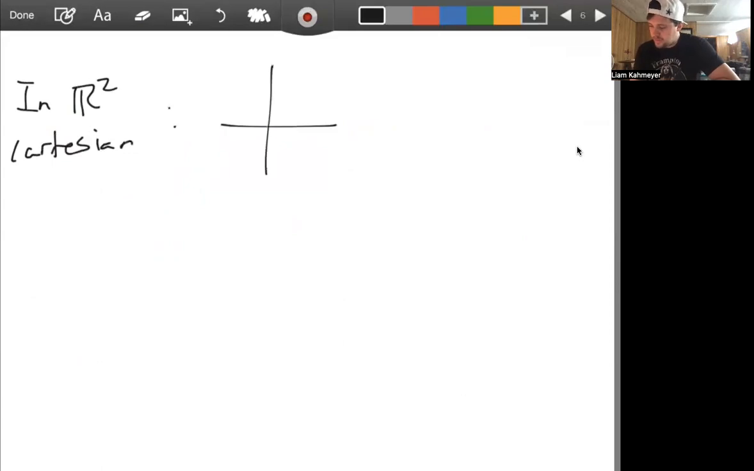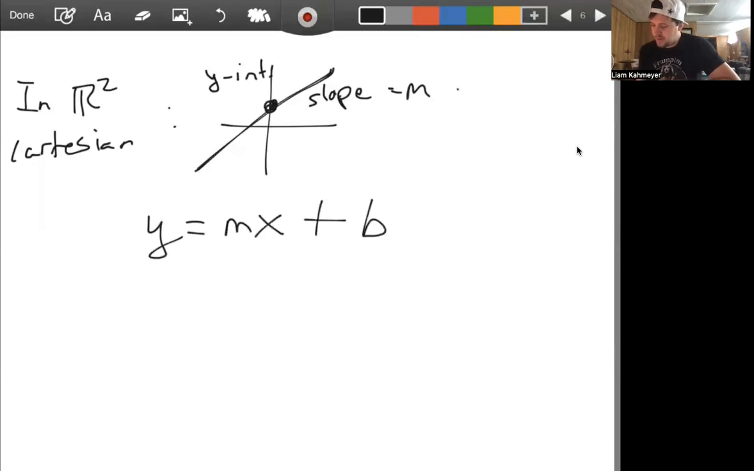Usually what you do is you first locate a y-intercept, and this is kind of like a home base or a starting point, right? So this would be like a y-intercept. And then we also need the slope, which we'll call m. Then how do we describe this line? Well, we describe this line based on the slope and the y-intercept. And so we have our generic formula for a line, y equals mx plus b.